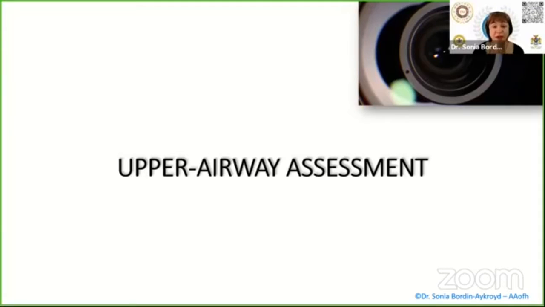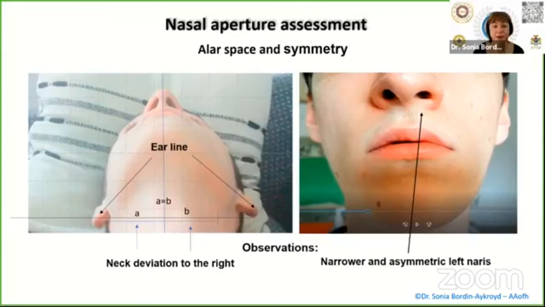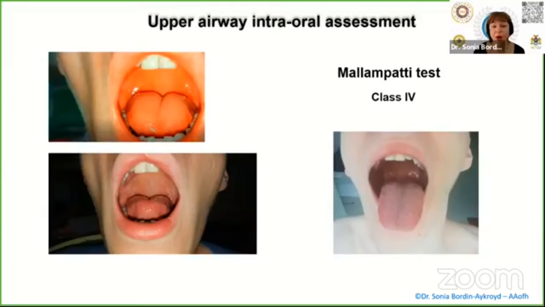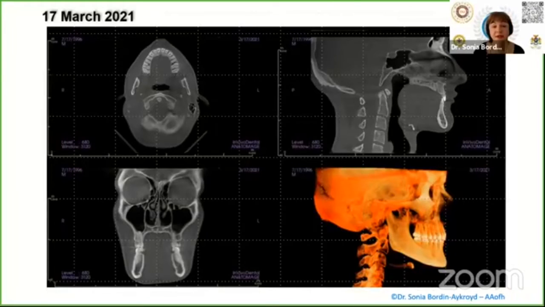We start with an extraoral assessment. How is their nasal aperture? Is there a neck deviation? We now move to the upper airway intraoral assessment. And as part of the assessment, we carry out a CBCT scan to look at their airway volume.